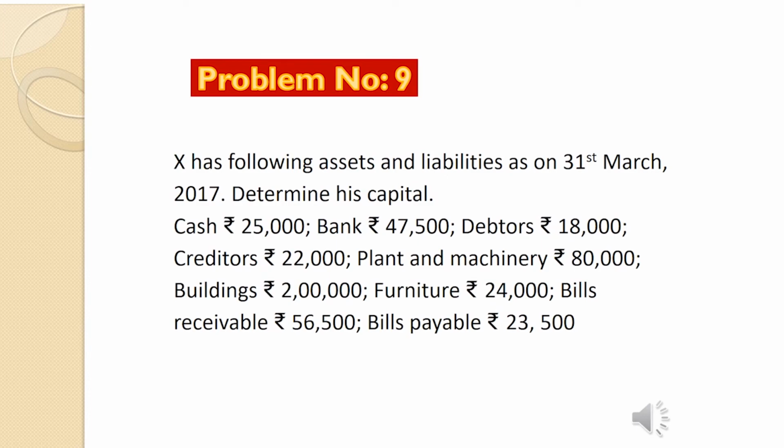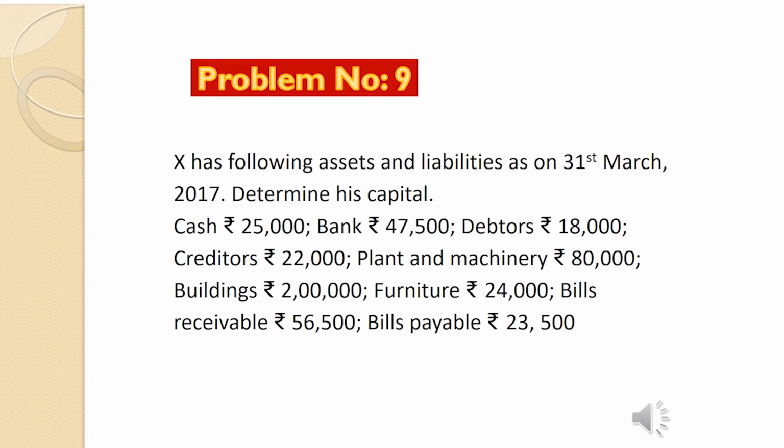Next, we have to calculate the amount of capital. X has the following assets and liabilities as on 31st March 2017. Determine its capital. Cash 25,000, bank rupees 47,500, debtors 18,000, creditors 22,000, plant and machinery 80,000, buildings 2 lakh, furniture 24,000, bills receivable 56,500, bills payable rupees 23,500.